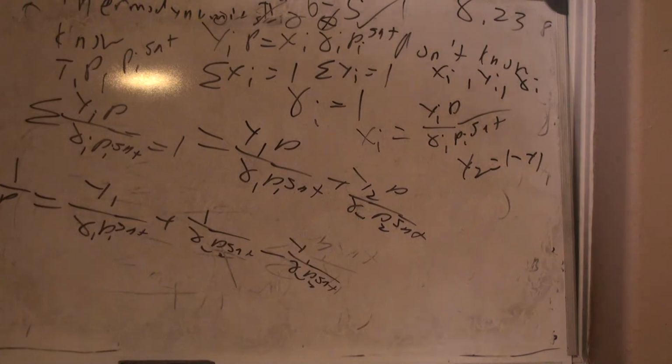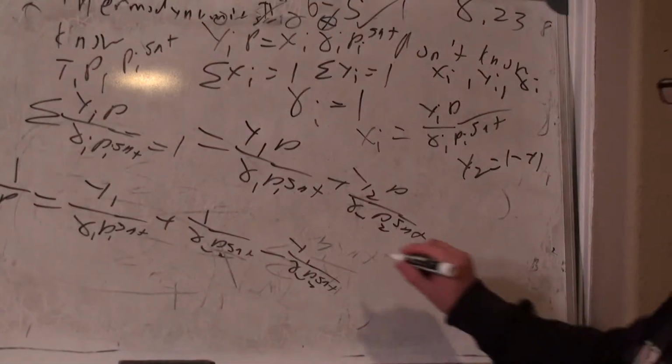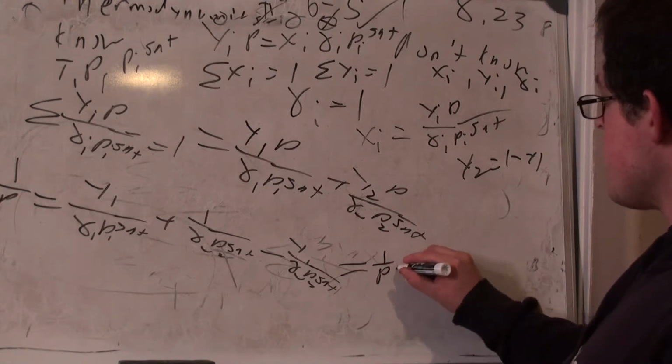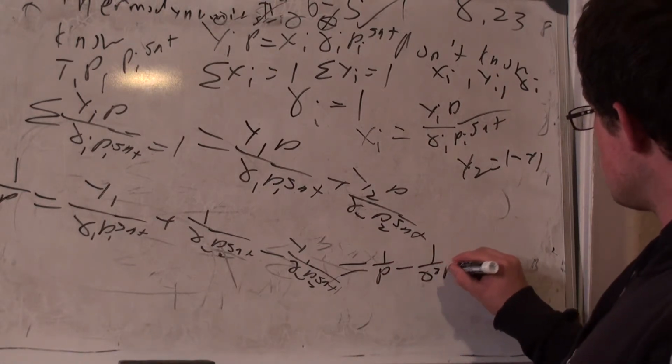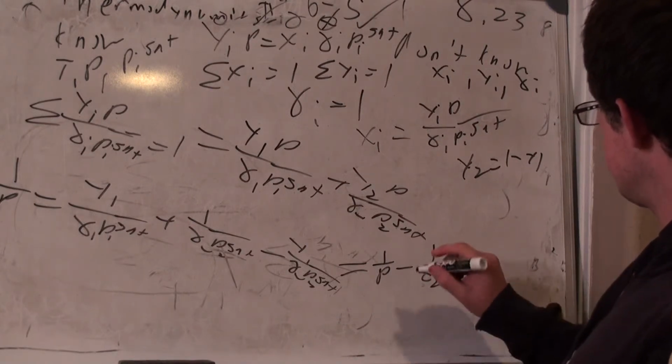Okay. And again, I can't just combine, because just because the numerator is common doesn't mean the denominator is common. So I can't just do a quote-unquote common denominator. So I'm going to do 1 over P minus 1 over gamma 2 P2 sat.